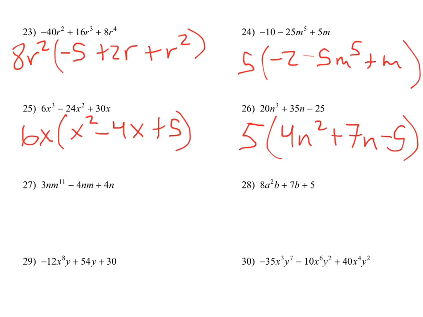You'll get that. And then this one here, there is no number bigger than 1 that goes into all of those. We can't pull out a number, but there is an n in every single term, so we can pull out an n. And we're just left with 3m to the 11th minus 4m and then plus 4.